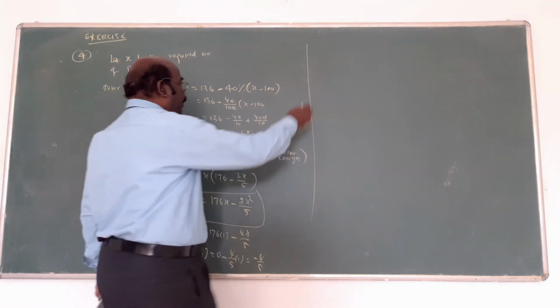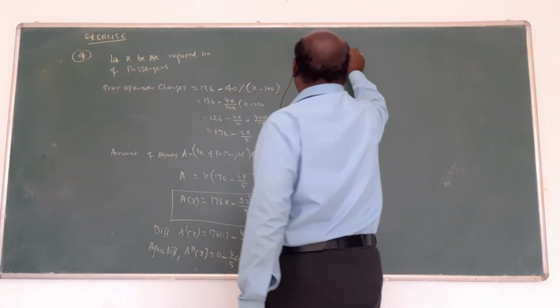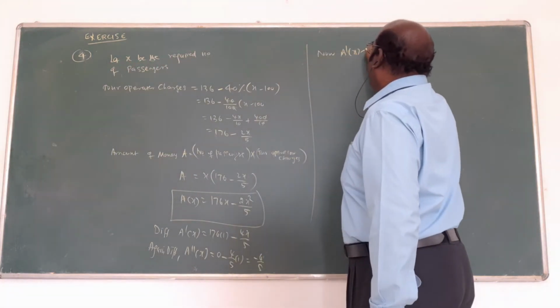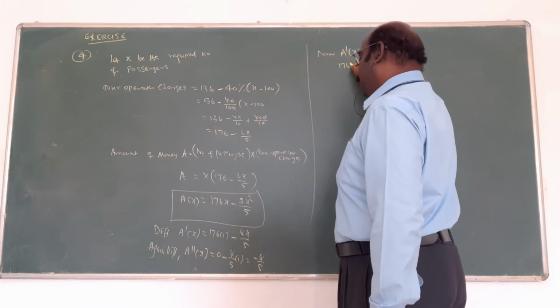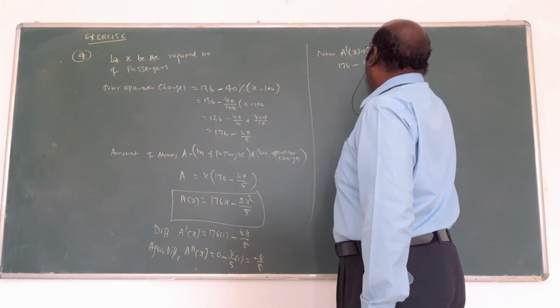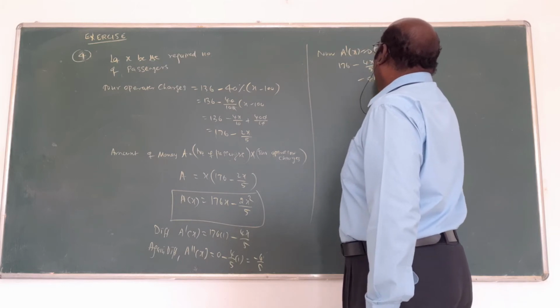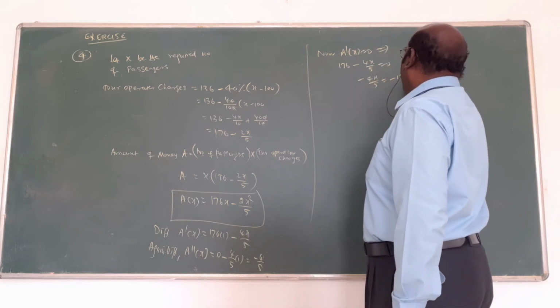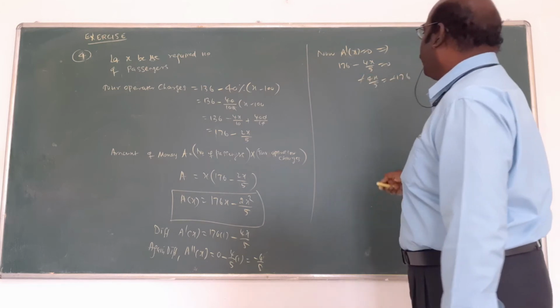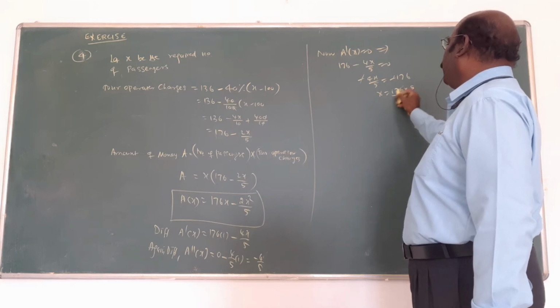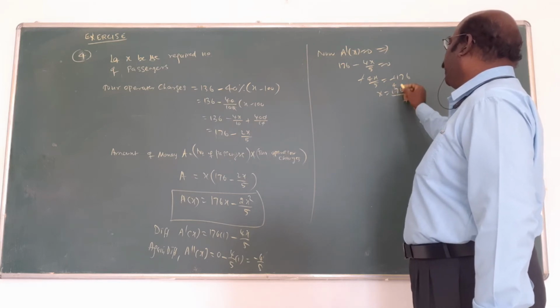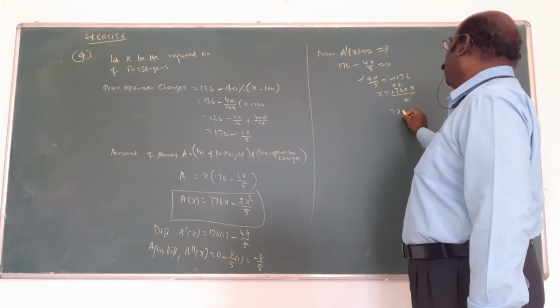Now the first derivative equal to 0 implies you will find the x value. 176 minus 4x by 5 equal to 0, so 4x by 5 equal to 176. Therefore x equal to 176 into 5 by 4. 4 times 44 is 176, so 44 times 5 is 220. x is 220.